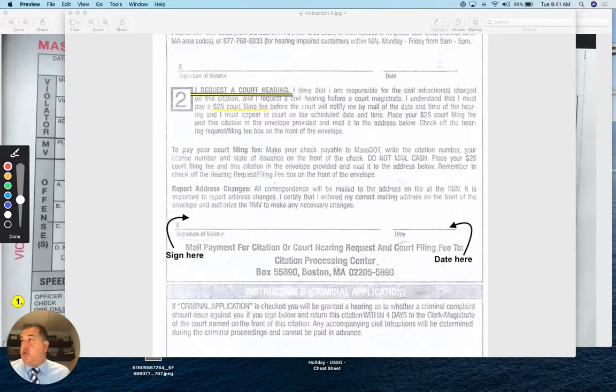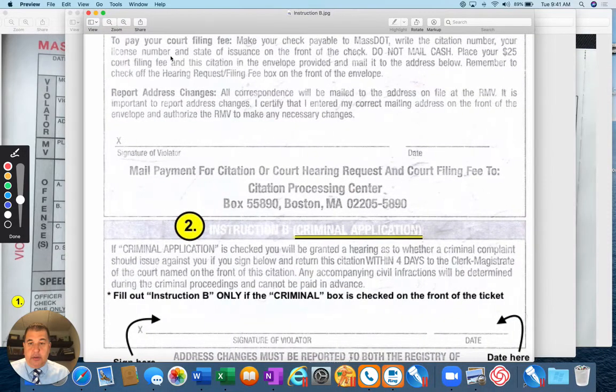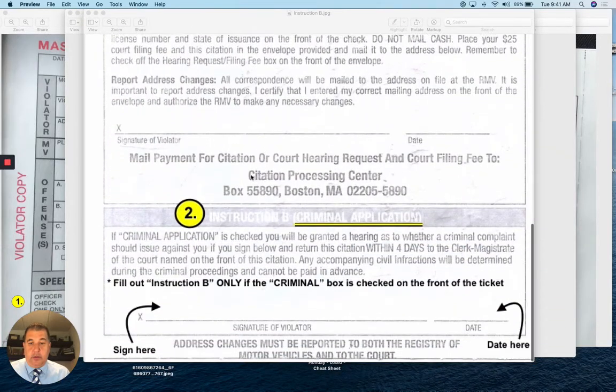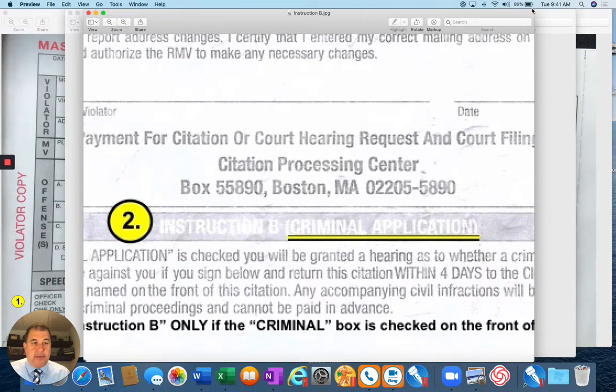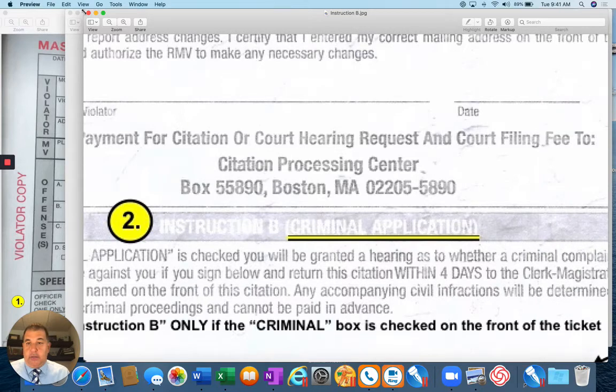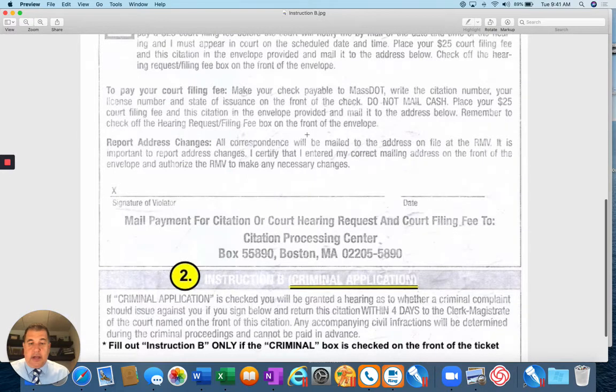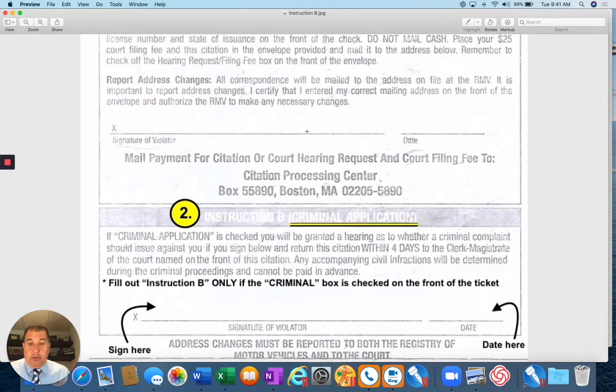Now, as to the criminal one, which we talked about a minute ago, those are the instructions over here. So you go all the way down to instructions B. Let's just say you picked up something like, I don't know, leaving the scene of an accident, or driving without a license. That is a criminal offense, and you should appeal. You should always appeal this, because this is your best opportunity to keep these charges from ever issuing. Just because the officer gave you the citation and he's going to send it to the court, if you do nothing, these charges will automatically issue.